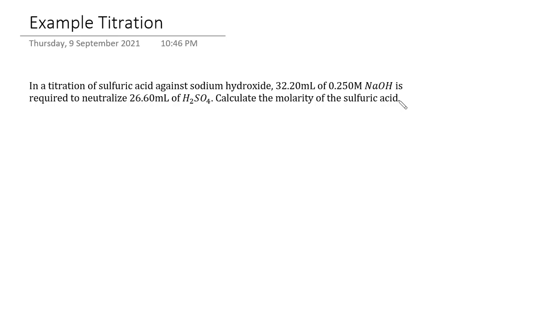In this video we're going to look at a titration. The question is shown here. Titration of sulfuric acid plus sodium hydroxide: 32.20 mL of sodium hydroxide with a concentration of 0.250 mole per litre is required to neutralize 26.60 mL of sulfuric acid. Calculate the molarity of the sulfuric acid. Again, molarity is another way of describing concentration.